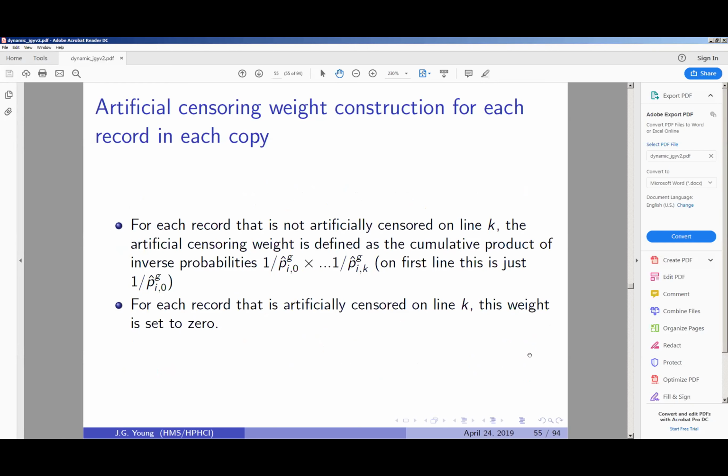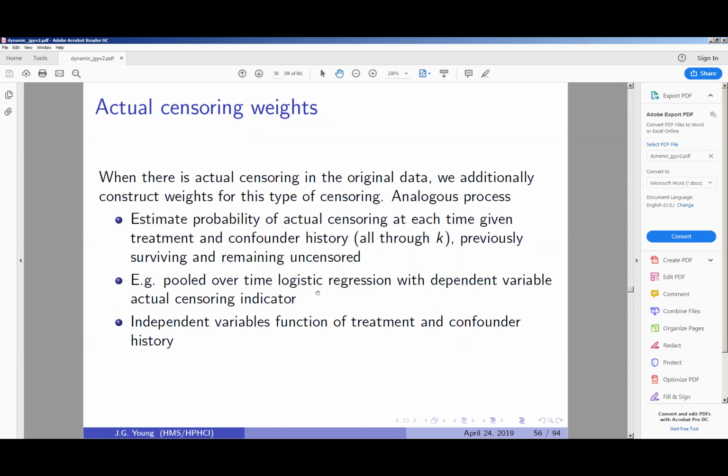So once I get all of these probabilities at all times for all individuals and for both copies g, for each record that is not artificially censored, because those are the only ones without a zero weight, on line K the artificial censoring weight is going to be the product of the inverses of those probabilities from time 0 all the way up to the current line. So on the first line, it's just going to be 1 over that at time 0, but then on K equals 1 lines, it'll be 1 over this guy times 1 over p hat I1, and so on. And then, of course, for each record that has a censoring indicator equal to 1, the weight is just set to 0. Okay, so this was all about artificial censoring.